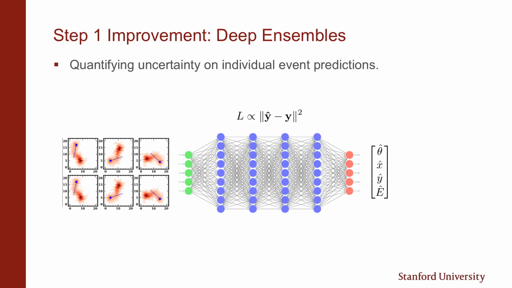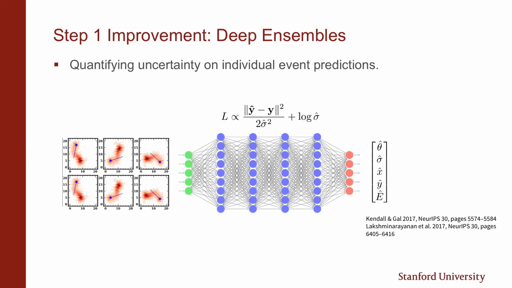But in a deep ensemble approach, what you do is you minimize a negative log likelihood of a Gaussian, and you're not only predicting the angle theta hat in this case, but you're also predicting the standard deviation on your estimate. So in this way, you're actually training the network to predict its own uncertainty on its predictions. And this actually works really well. So I would recommend this approach to anyone who's using machine learning for uncertainty estimation.